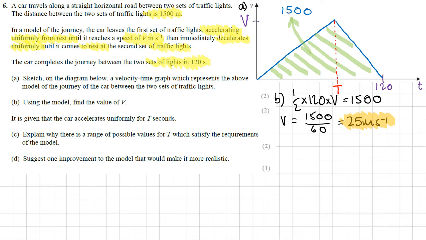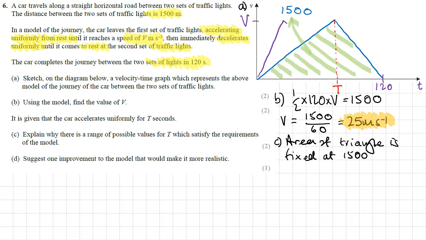Now, the area of that triangle is fixed. Okay, so area of triangle is fixed at 1,500 because that's the distance travelled. Where the top of the triangle occurs doesn't make any difference to the area. So I could have a triangle that looks like this, going up like that and going across like that, it's still going to have the same area and the same height. So where t occurs has no effect on the area.